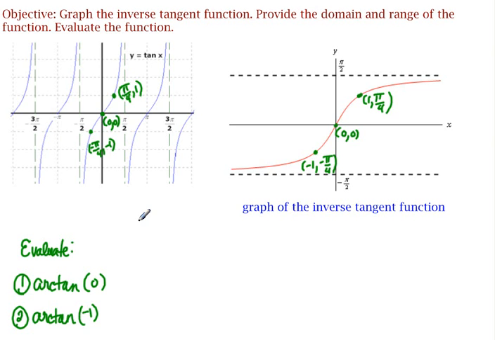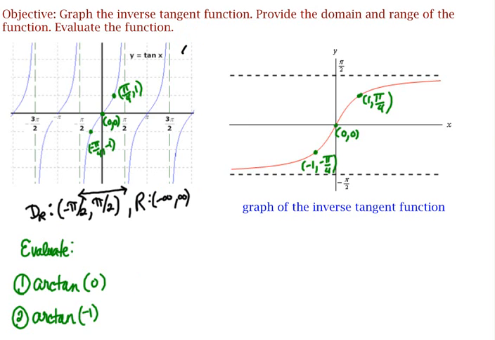So we want to restrict it so that we have a piece of the graph that covers from negative infinity to infinity, and the way that we do that is we restrict it between these first two asymptotes that include the 0 value. So the restriction of the domain of tangent is going to be from negative pi over 2, remember I cannot include those because there are asymptotes there, to pi over 2. And my range is from negative infinity to infinity.